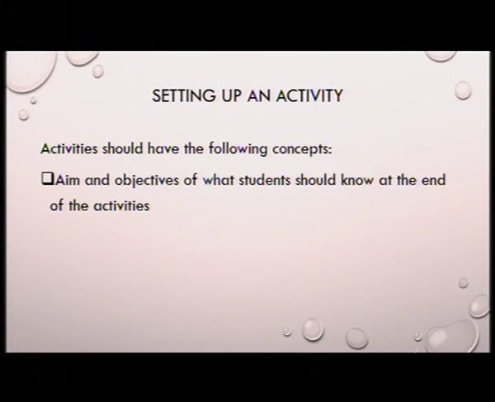The very first thing is an activity must have an aim and objectives of what the student should know at the end of the activity. Now, the aim is a long-term goal that at the end of the activity, I want learners to know. For example, they should be able to master counting, or sequences, or whatever they have to master.